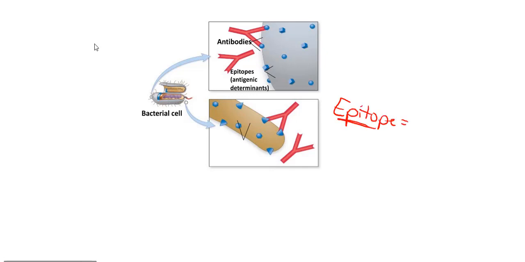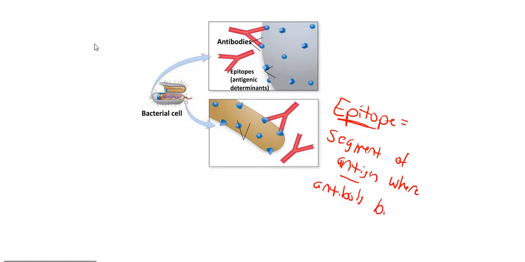So an epitope is the segment of antigen, the bad guy, where the antibody binds. Typically, the epitope is going to be a kind of a small protein subunit. Often only about 4 to 16 amino acids long.